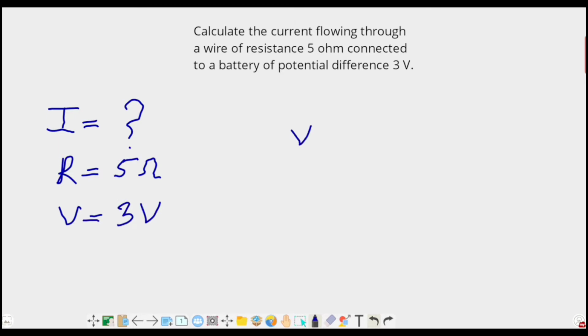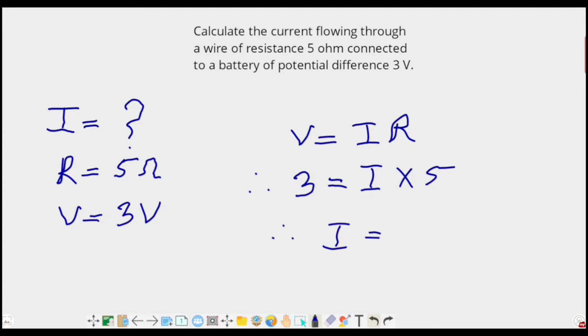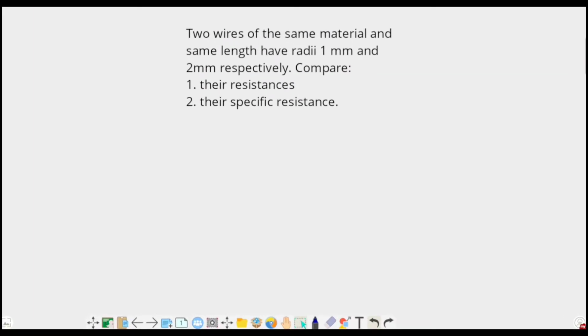In the same way, take Ohm's equation, V equals IR, and substitute the values. V is given, 3. I is asked. Your R is 5. So your current will be 3 upon 5. That will be 0.6. Unit is ampere. So current will be 0.6 ampere. Understood, students?